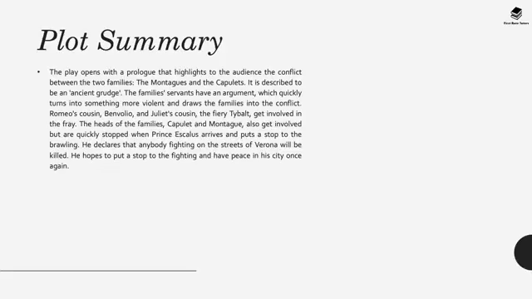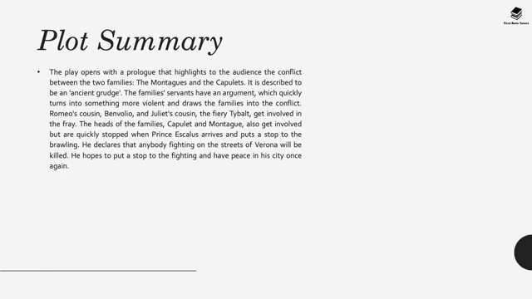Let's begin with a brief summary before going into the details. So this play opens with a prologue that highlights to the audience the conflict between two families, the Montagues and the Capulets, in Verona. It's described to be an ancient grudge. The family servants have an argument which quickly turns into something more violent and draws the families within the conflict. Romeo's cousin Benvolio and Juliet's cousin, the fiery Tybalt, get involved in the fray. The heads of the families, Capulet and Montague, also get involved but are quickly stopped when Prince Escalus arrives and puts a stop to the brawling.